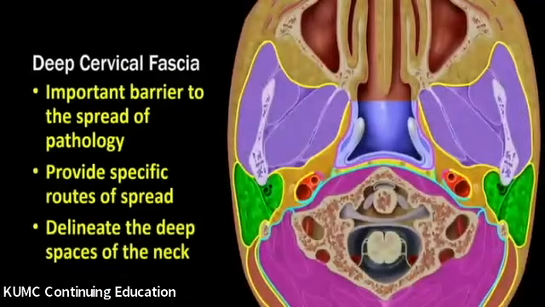So this is by no means all-inclusive, but I do think it's important to review the deep cervical fascial planes. These are important barriers to the spread of infection in the neck. And when a disease is established, they provide specific routes of spread for pathology, and they also create the deep neck spaces.